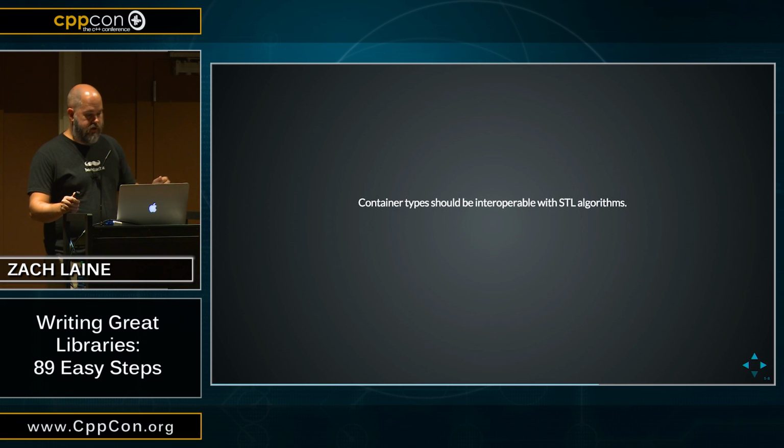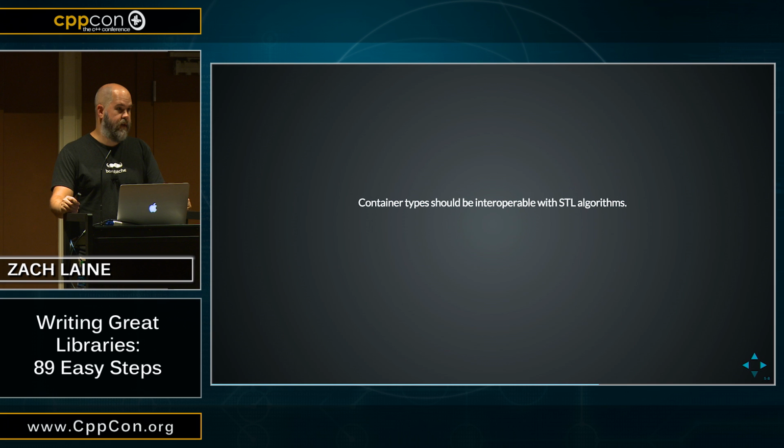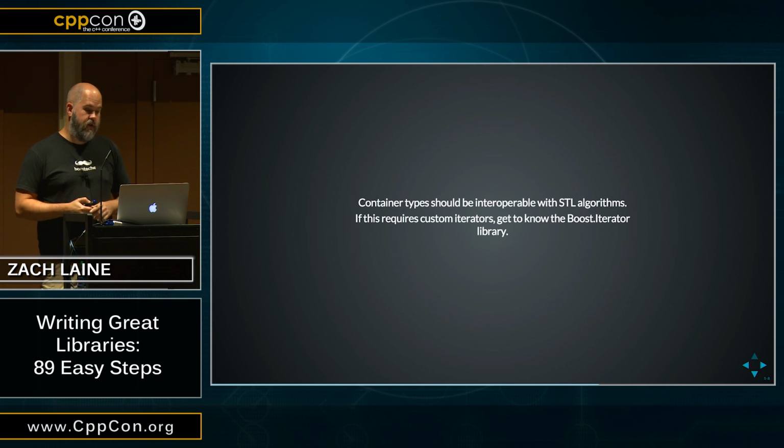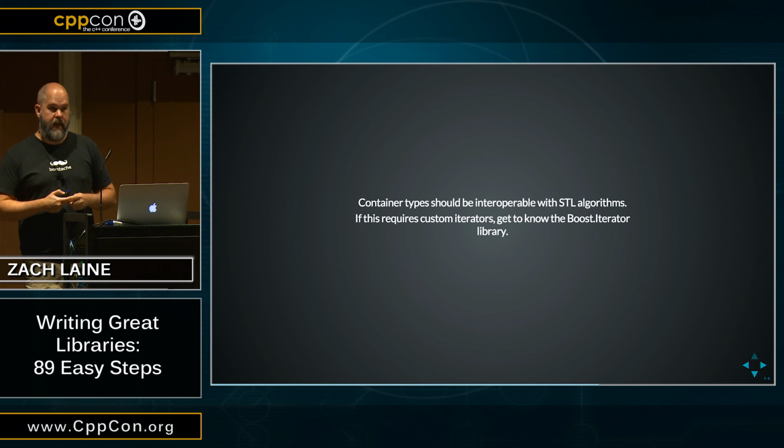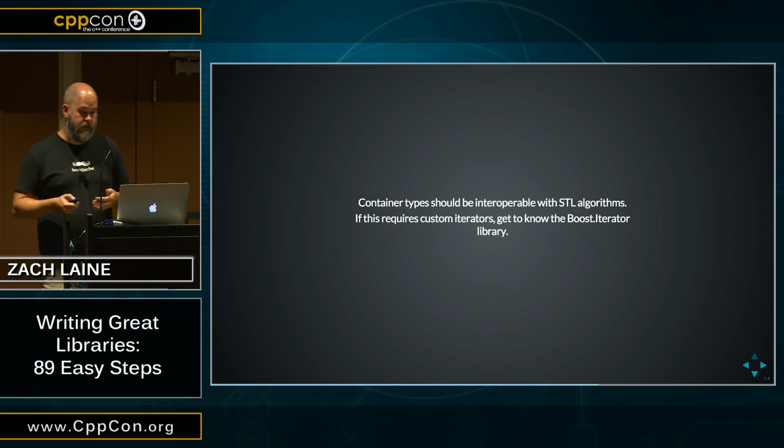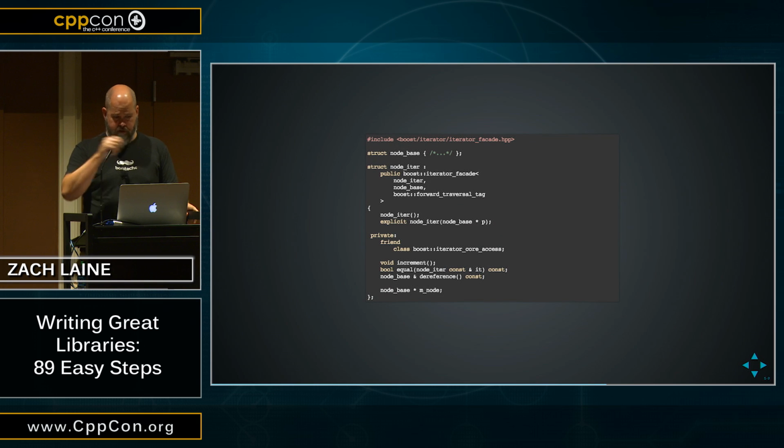All right, so also container types need to be interoperable with STL algorithms. So that means they need a begin and end. They need their own iterator types. So if you need to make a custom iterator to make this happen for your type, get to know the Boost iterator library, because it makes what is a thorny proposition, making a custom iterator type for your container, nearly trivial. So here's an example of the amount of code you need, and this is more or less cut and pasted out of their documentation.